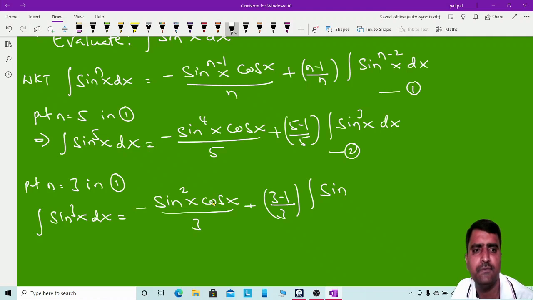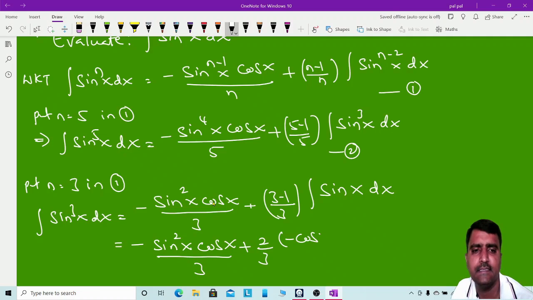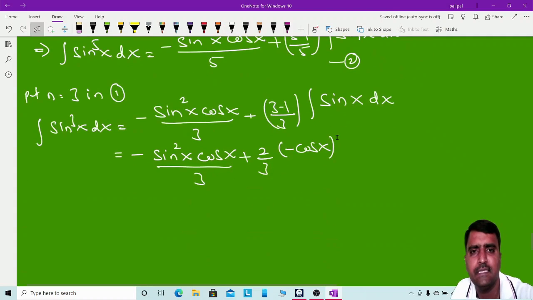3 minus 2 is 1, x dx. So now which gives that minus sine square x into cos x divided by 3 plus 2 by 3 into integration of sin x, which is minus cos x. Integration of sin x is minus cos x. You substitute this value in equation 1.